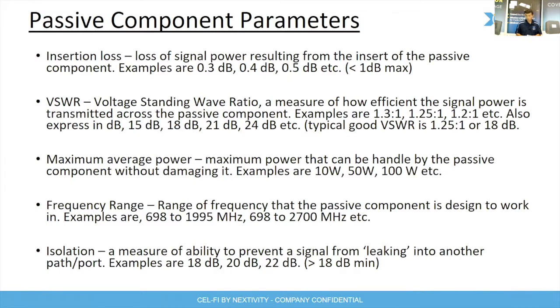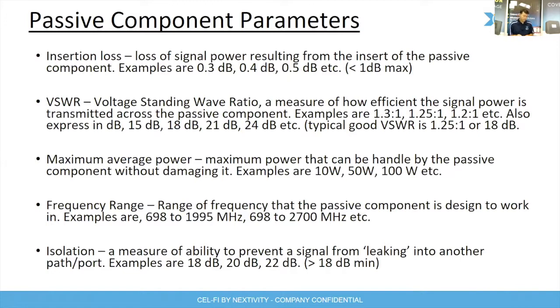The next performance metric is frequency range. This is the range of frequency that your passive component is designed to work in. Examples are 698 to 2700, 698 to 1955. One thing to note is to please choose the frequency range correctly, because if your frequency range is out of what the passive component is designed for, your performance is going to be significantly impacted.